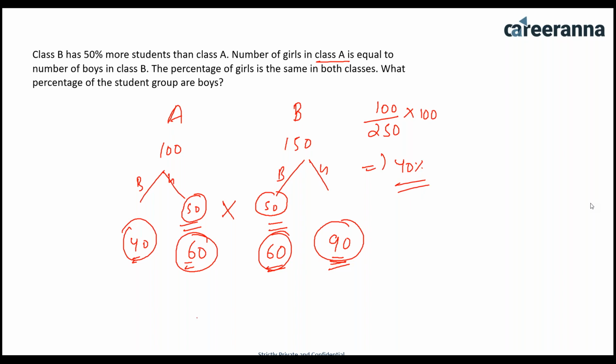I think it is clear to all. Any doubt? No, Kashish, you cannot assume. I just took a case. You can also do it by taking this to be X and this to be Y, and then do the same thing. What I did is I just took this to be 100 and this to be 150, so that my calculation becomes very easy. Then I tried taking the other as 50, it didn't work. Now I took it 60, it worked.